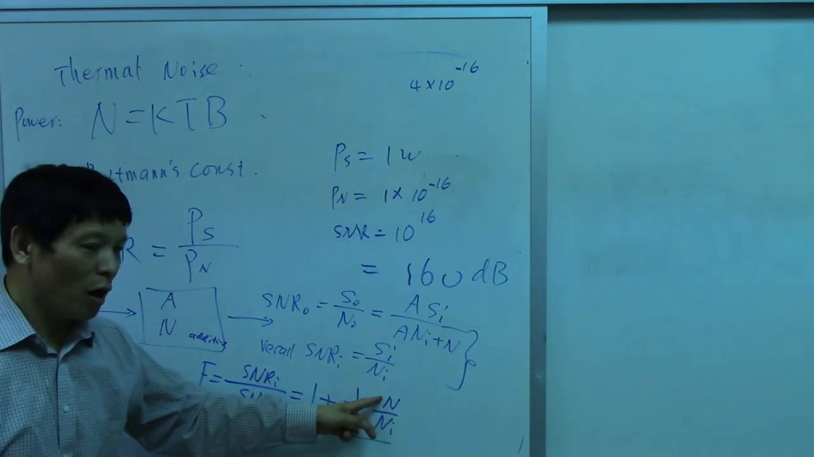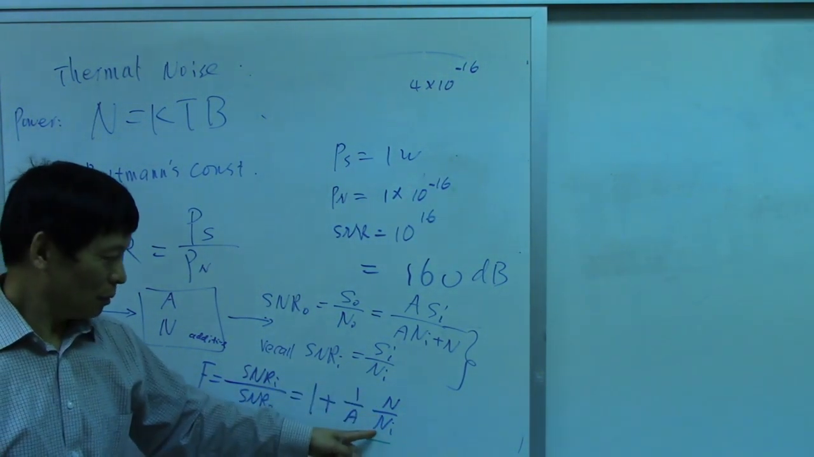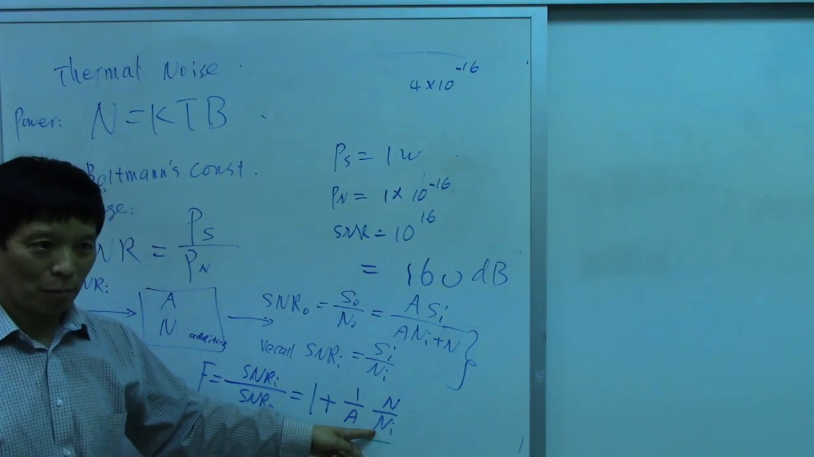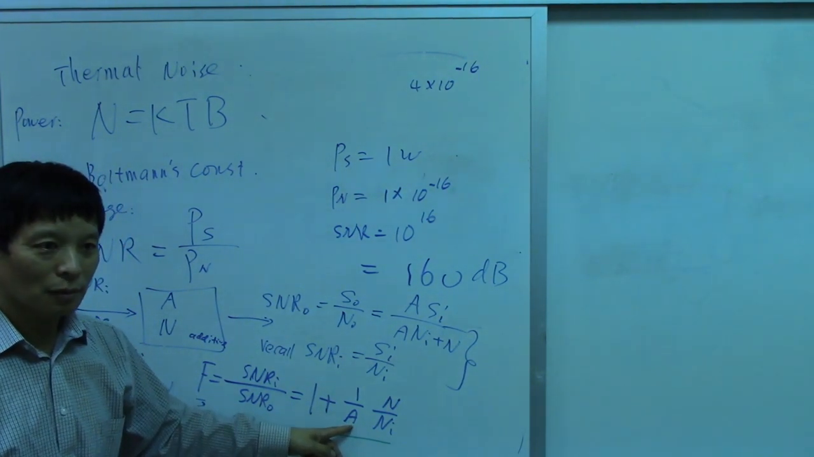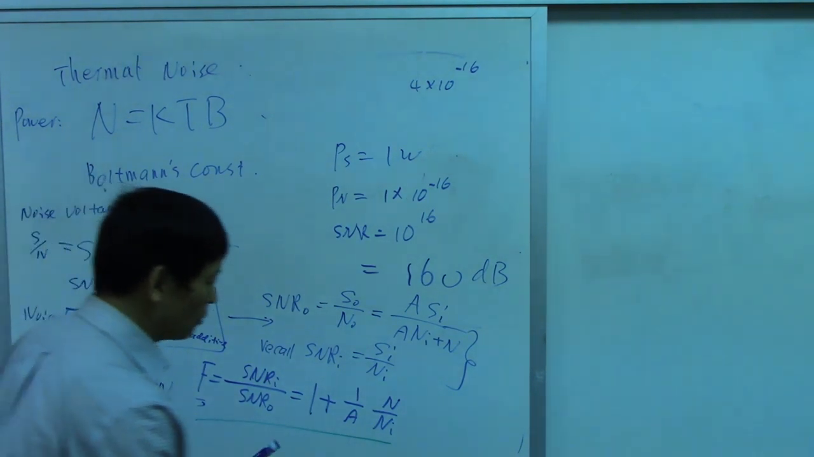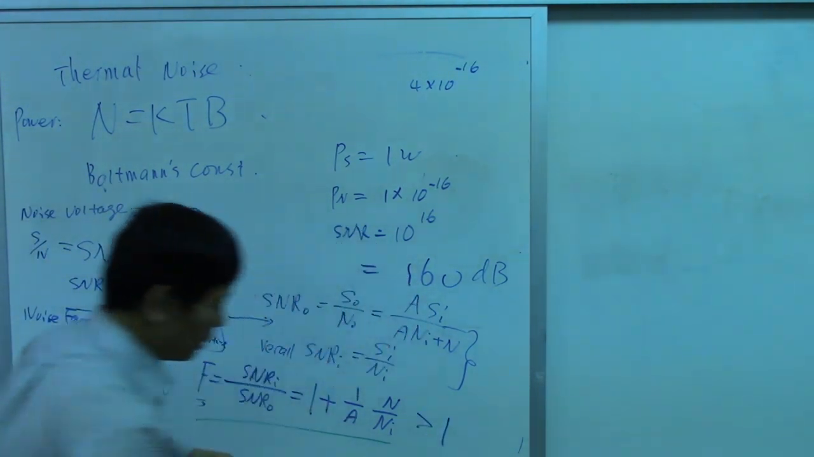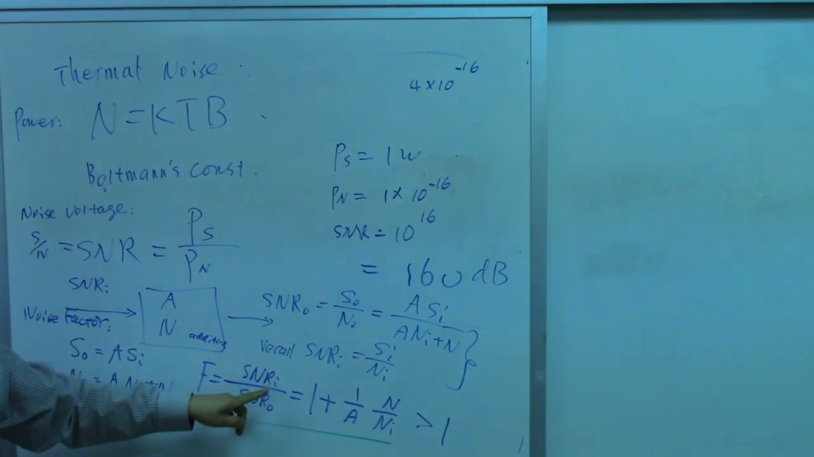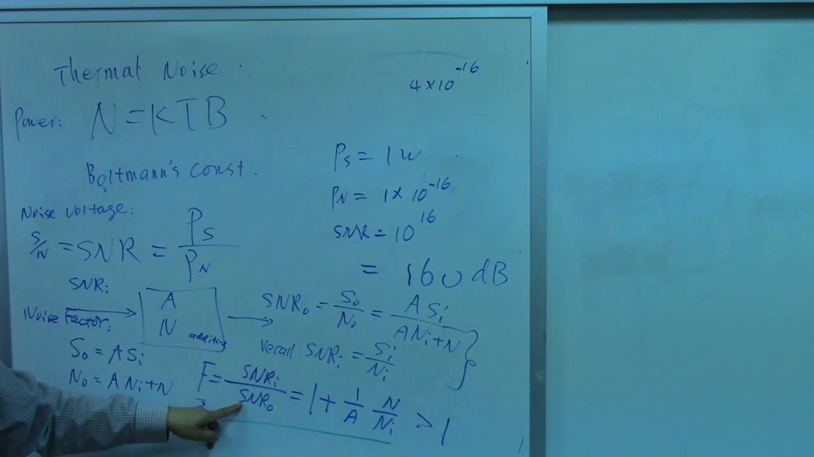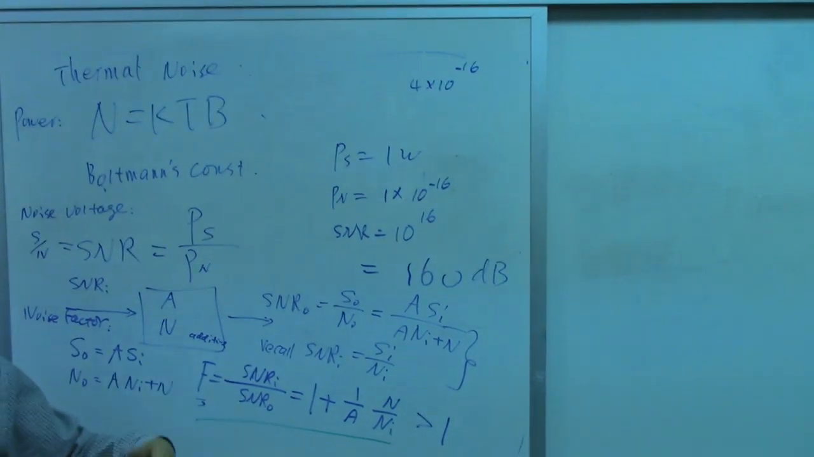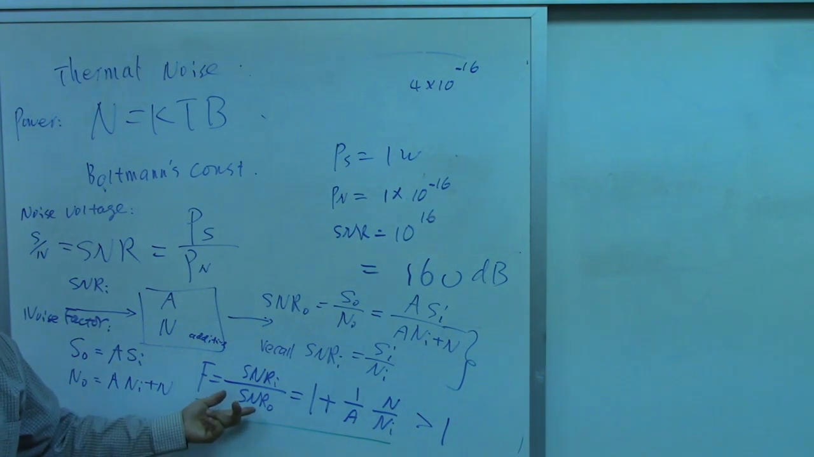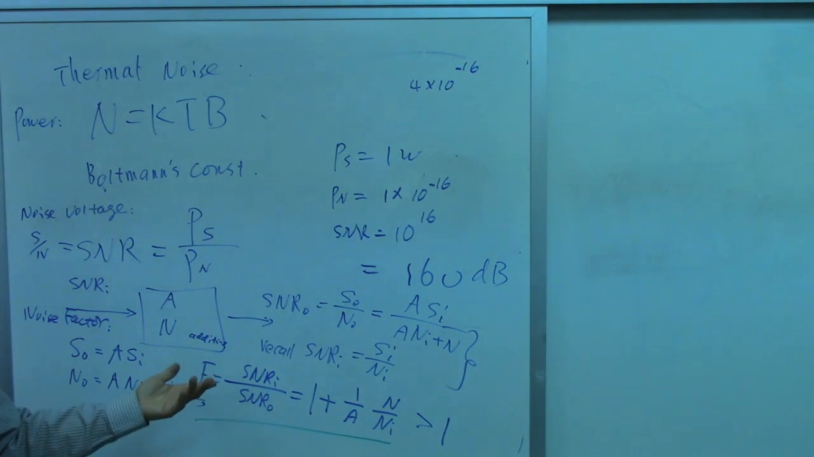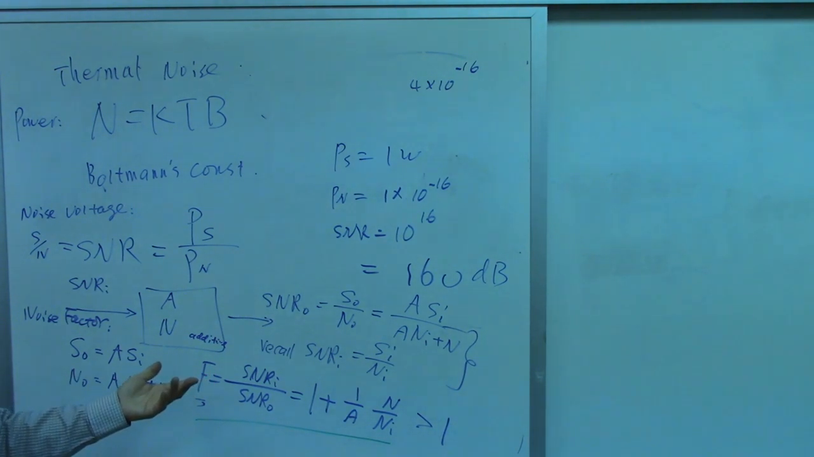Look at this. This is the power of the noise, positive, right? Power of the input noise, positive. Gain, positive. So this one should be bigger than 1. That means the signal to noise ratio at the input is always bigger than the signal to noise ratio at the output. That means you can only make things worse. Your signal to noise ratio can only reduce after this amplifier. Does that make sense? Because this noise factor is greater than 1.